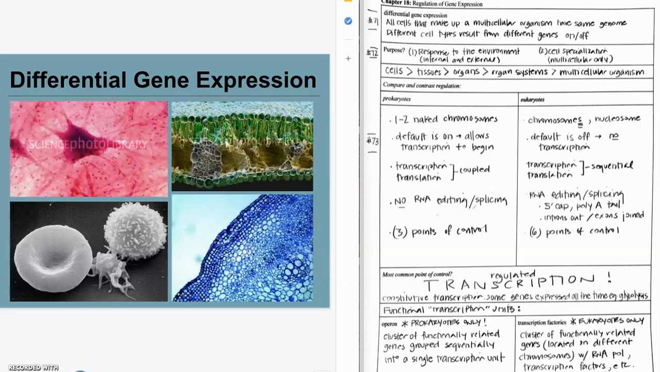In any case, all of those cells have the same genome, but different genes are turned on and off, and we talk about the genes being turned on and off as the control or the regulation of gene expression. And differential gene expression just refers to that concept that all cells that make up multicellular organisms have the same genome, but the different cell types result from different genes being turned on and off.